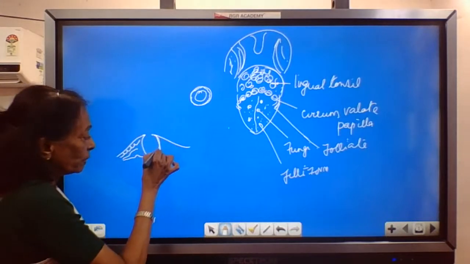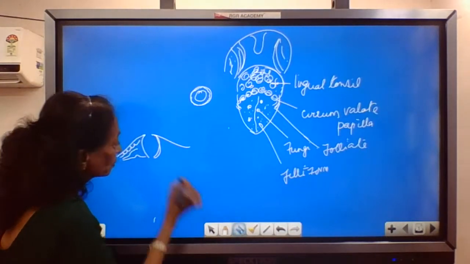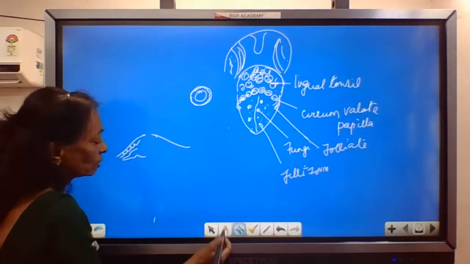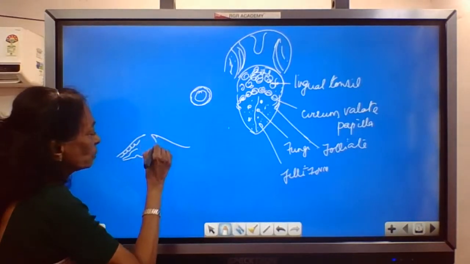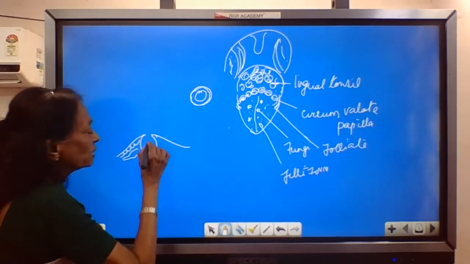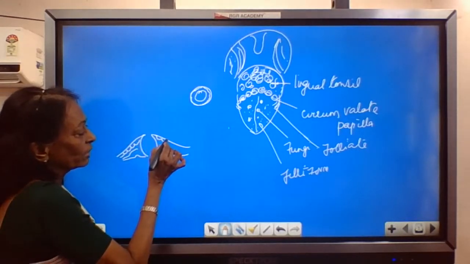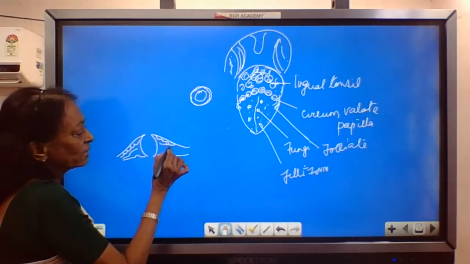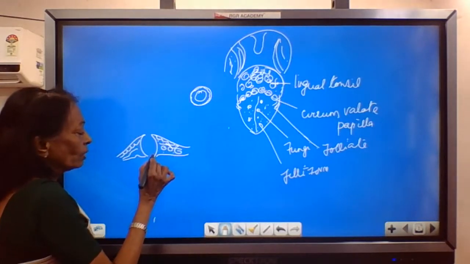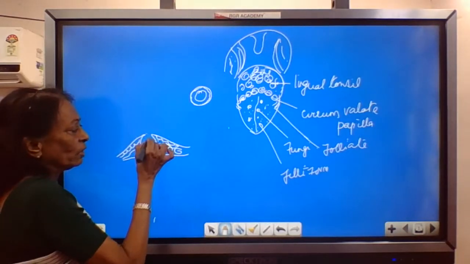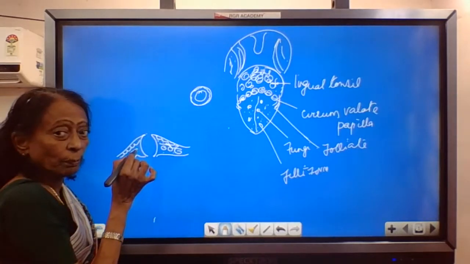Inside this cup-like depression, there is a hole on top. Now this is actually the taste bud. This is the surface of the tongue lined with all the epithelial cells. Now in the taste bud, you have an opening on top. This is called the taste pore or a pit.